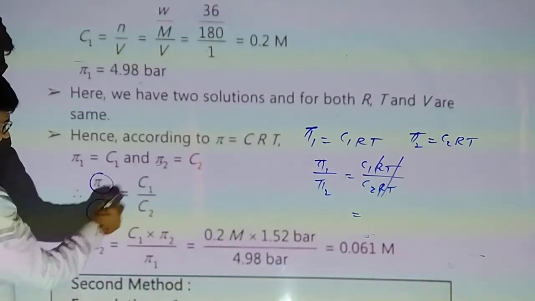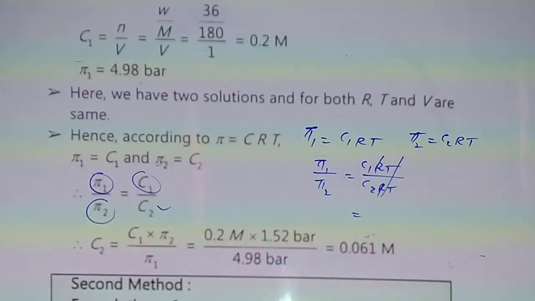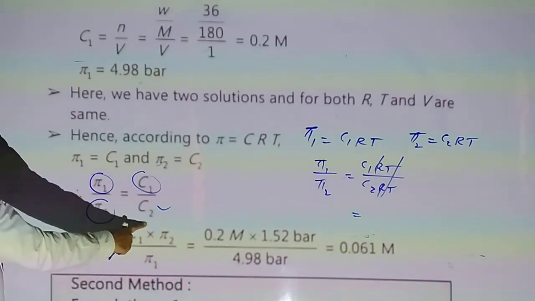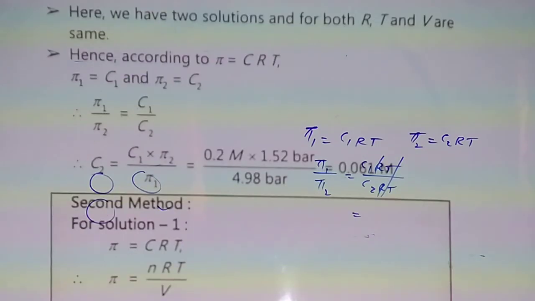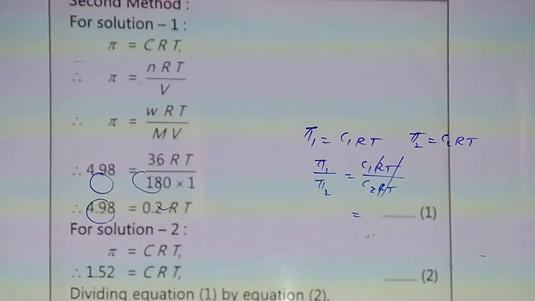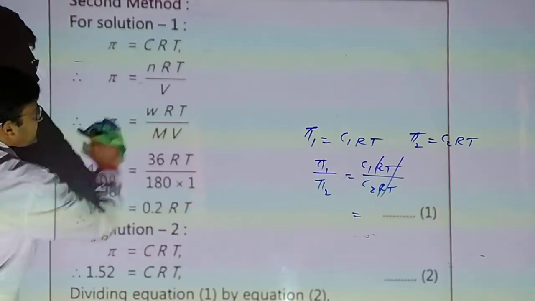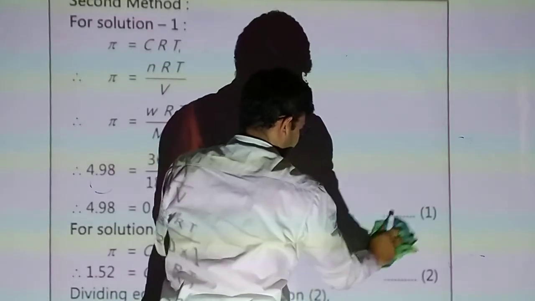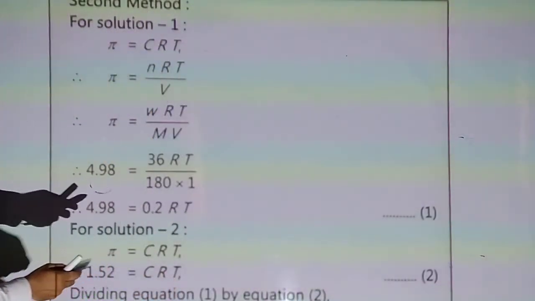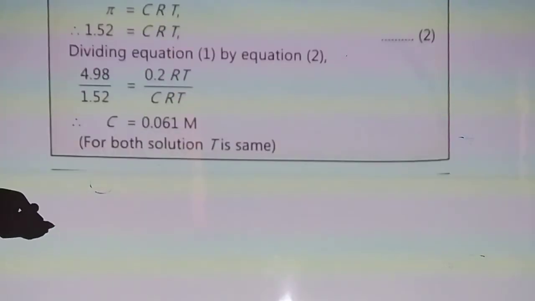Out of 4, 3 are known, so the fourth one we can derive. C2 is equal to C1 into pi 2 upon pi 1. So 0.2 into 1.52 upon 4.98 is 0.061. Another method is also given, which is in your PDF. Do it yourself.